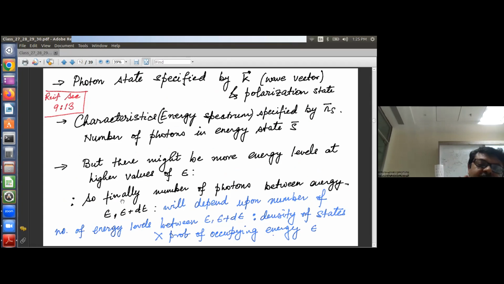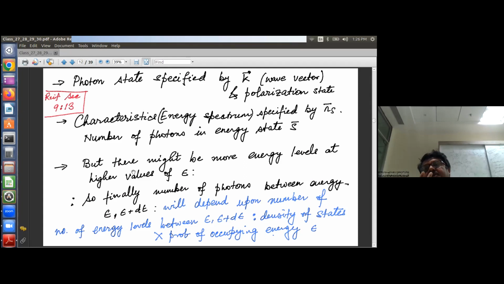So the point we are trying to say is that we have to calculate the number of photons in energy state S and how they are going to change, which we already have an expression for. But the question to ask is: it's not that energy levels are uniformly distributed across different values of energy, right? At higher energies, you might have more quantum states.